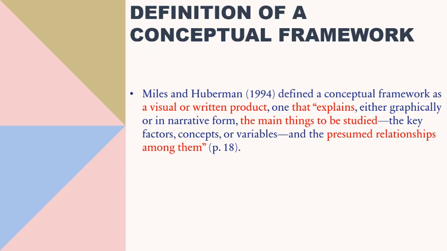Here we have underlined "main things to be studied," meaning that in the conceptual framework, you should be able to identify the key main things that are to be studied. And these are usually in the form of factors, concepts, variables, and other presumed relationships among them. So looking at this definition by Miles and Huberman, we see a conceptual framework should be a product. We shall come also to that aspect of a product, meaning that it is something that is prepared.